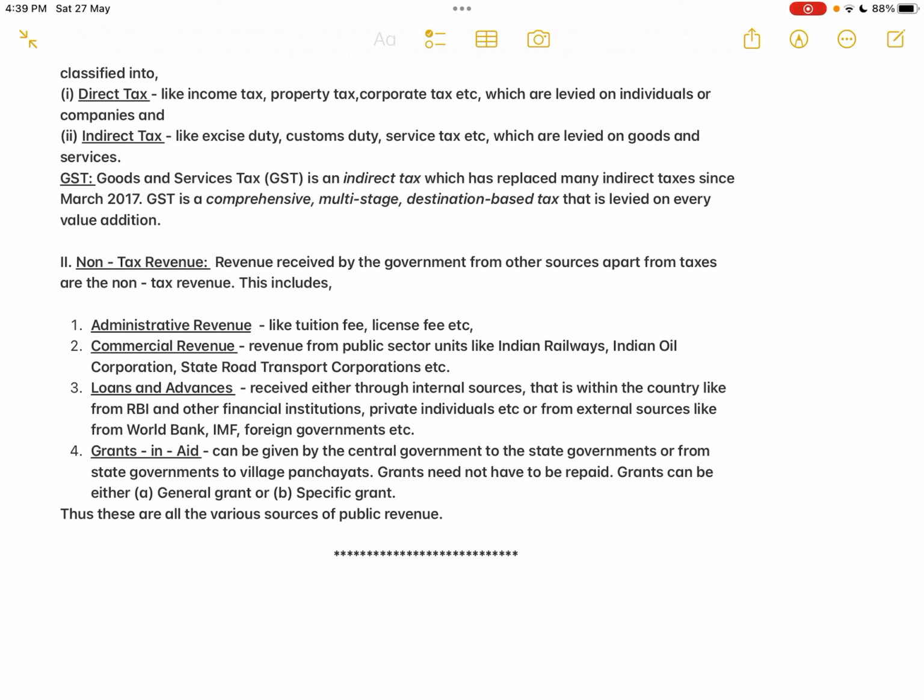Then apart from loans and advances, there is something called grants in aid. That is the fourth one. Grants in aid can be given by the central government to the state governments, or from the state government to the village panchayats. The difference between loans and advances and grants in aid is that loans and advances have to be repaid along with the interest. The principal amount along with the interest has to be repaid by the government. But grants need not be repaid. This is a kind of special situation in which grants are provided.